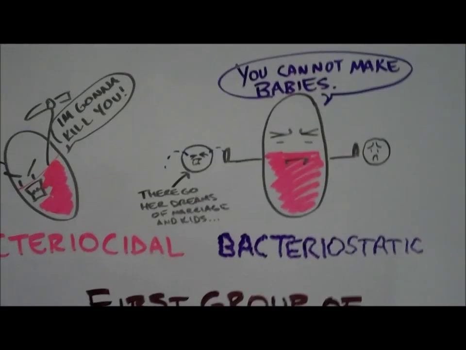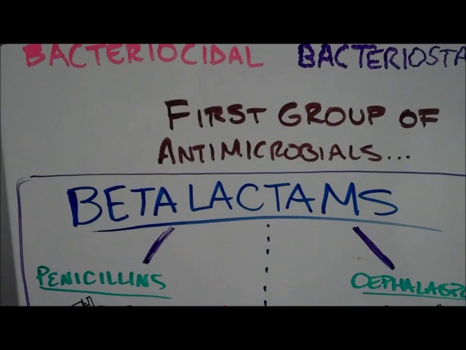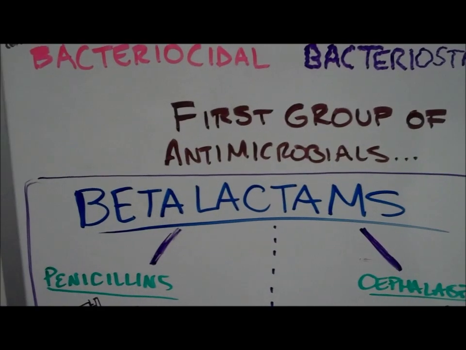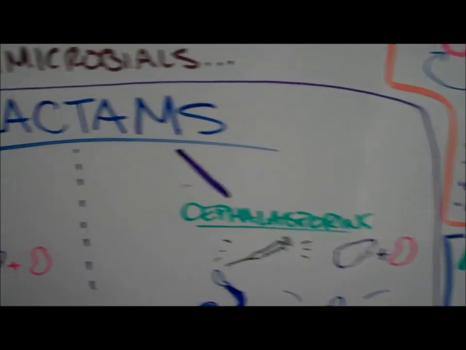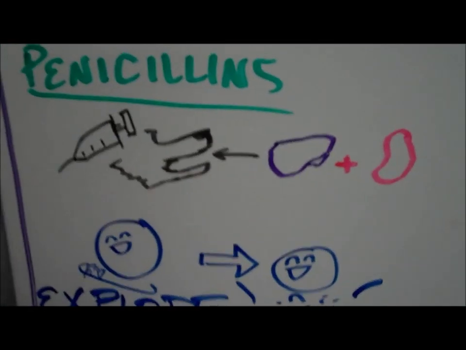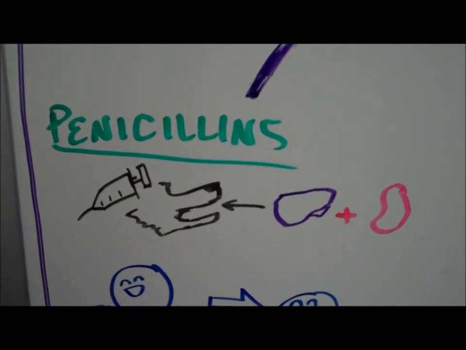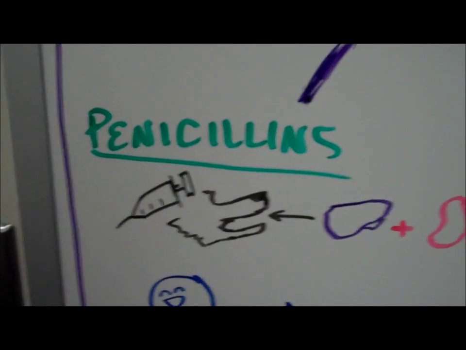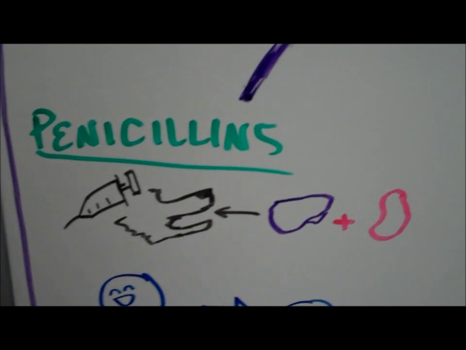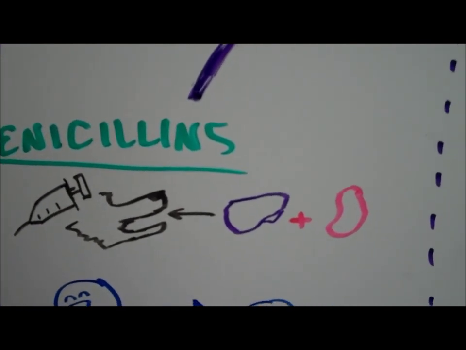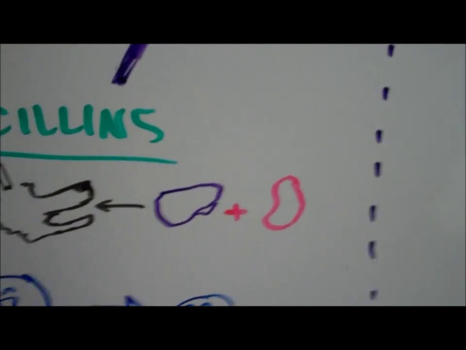Alright, so as we continue, our first group of antimicrobials is the beta-lactam family, and in this category there are two of them: the penicillins and the cephalosporins. As we go through these, look, I made little symbols. It can be given parenterally or orally. Parenteral means it can be given either IV, IM, or Sub-Q. And then it's metabolized by the liver and also excreted through the kidneys.